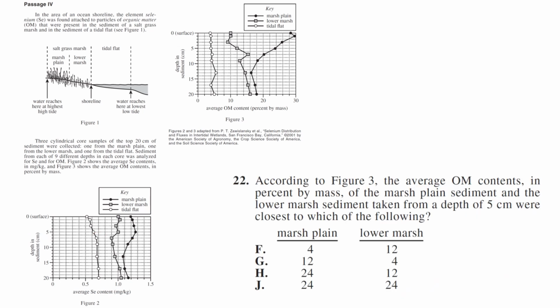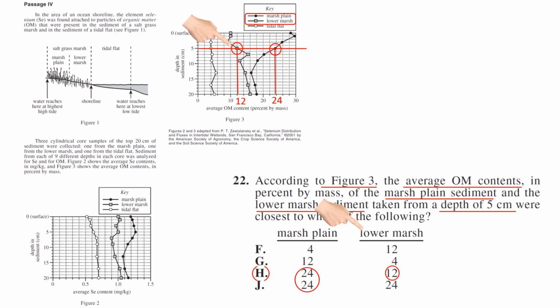Number 22, according to figure 3, the average OM contents, we're looking there, in percent by mass in the marsh plain and the lower marsh taken from a depth of 5 centimeters. So let's start with the marsh plain, and that's going to be at 24, so either H or J. We'll go to lower marsh, and that's going to be the square, and that's 12. So that means the answer has to be H.